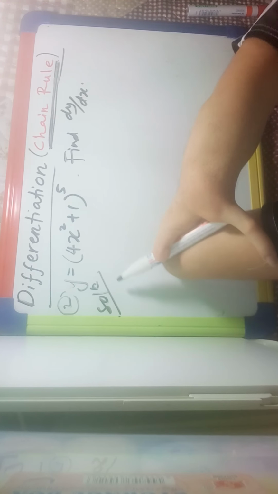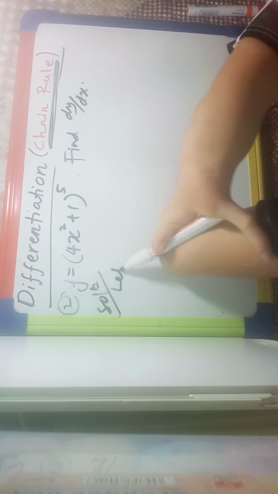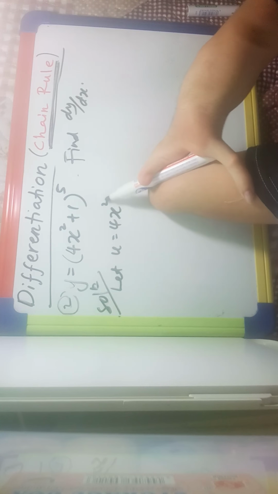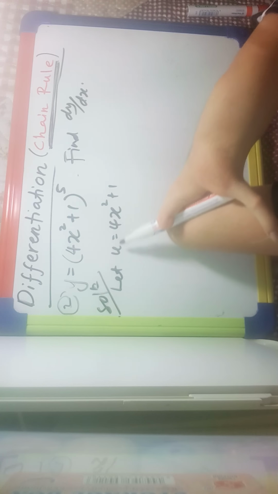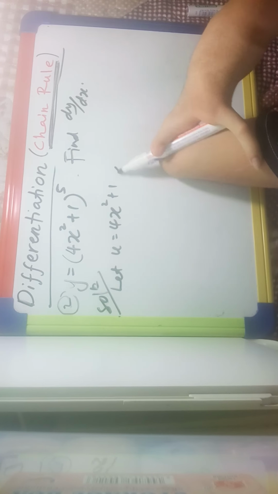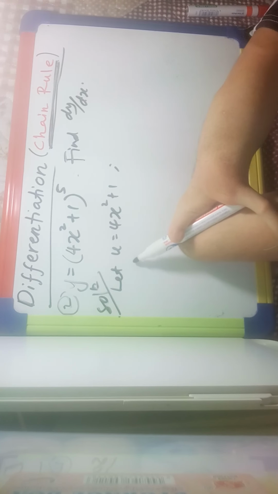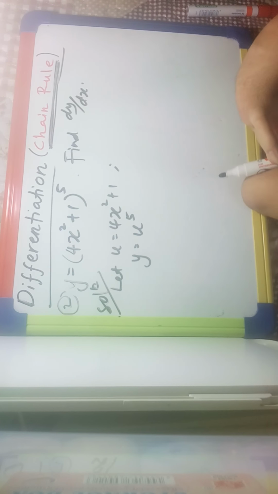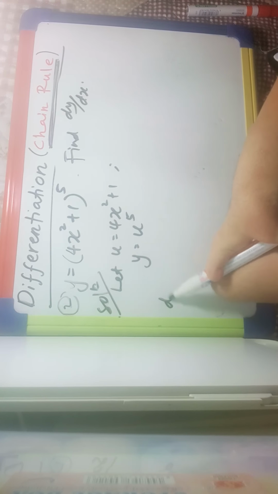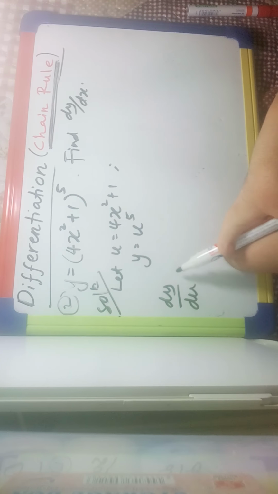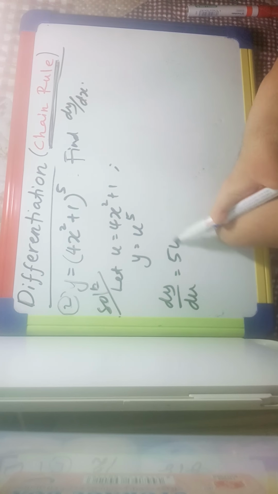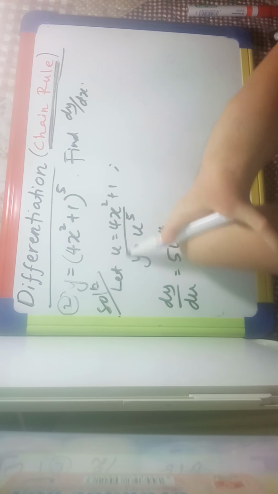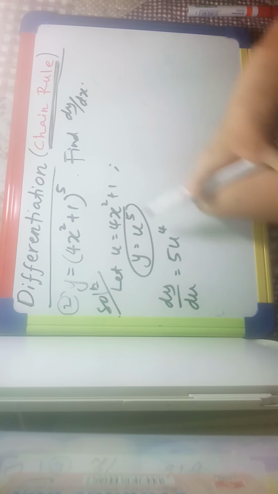For the solution, let u is equal to this thing, 4x square plus 1. When u is equal to this, what will happen to our y? So y is equal to u to the power of 5. Each of them we differentiate. Dy over du is equal to 5u to the power of 4. I differentiated this one already. How about this?